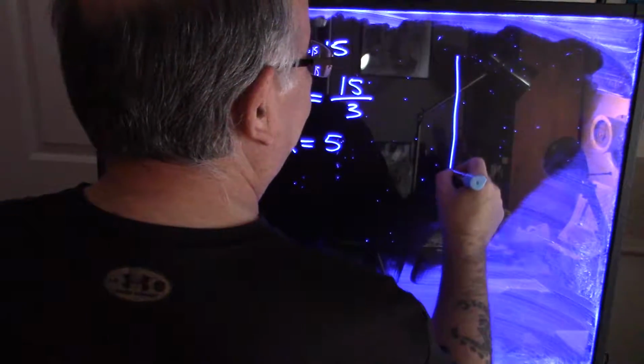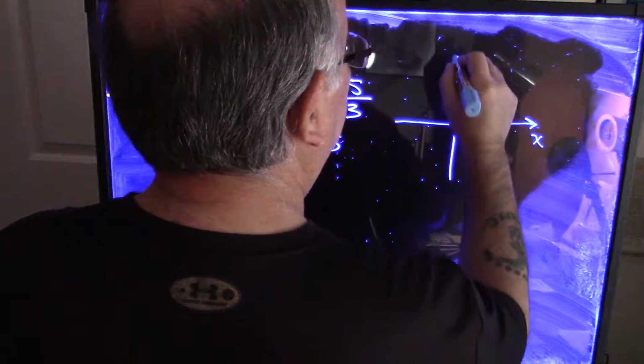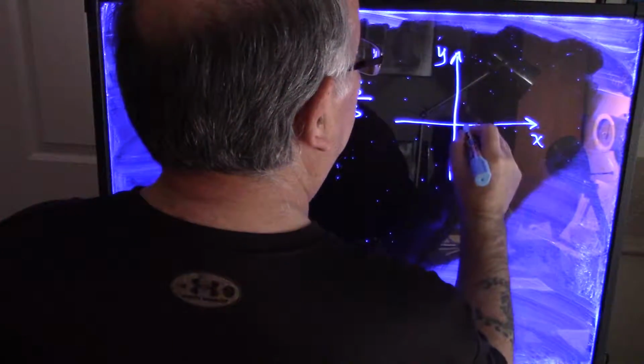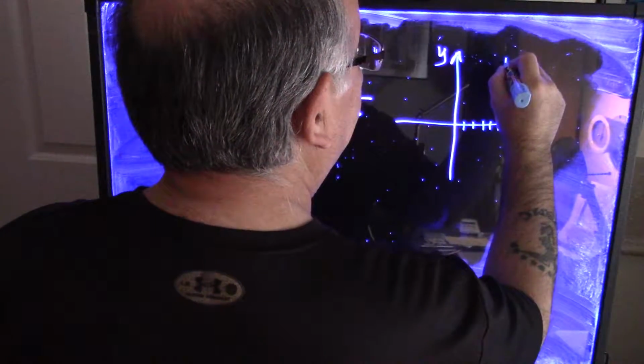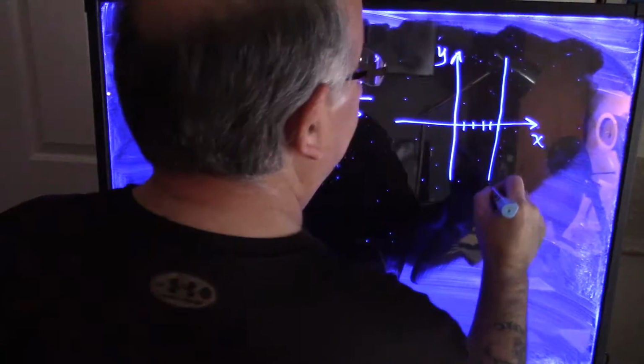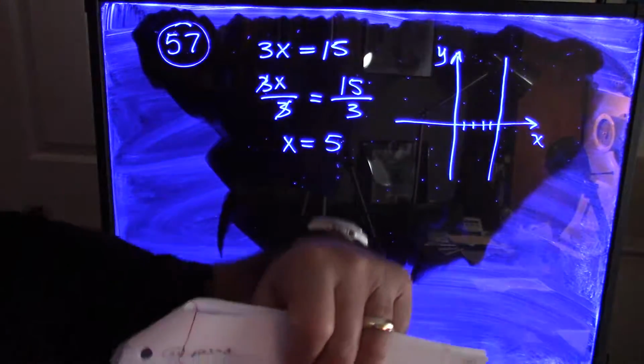So it's a vertical line. One, 2, 3, 4, 5. So right there. And here is the official book answer.